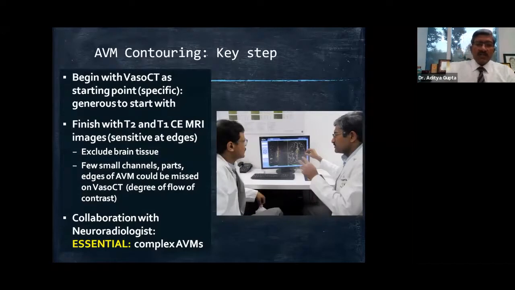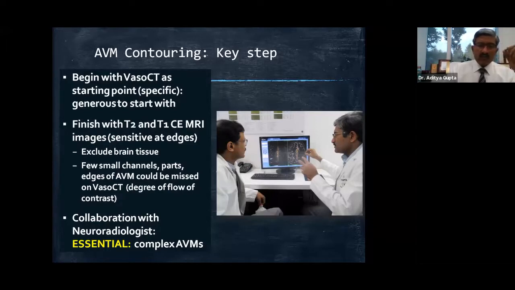Now, this is in a nutshell what I was talking to you about, is that I begin with vaso-CT as the starting point, and my contour can be slightly generous to start with. And I finish by using the MRI images, both to exclude the brain tissue and to include the small parts of the AVM, especially at the edges, which could be missed on the vaso-CT.